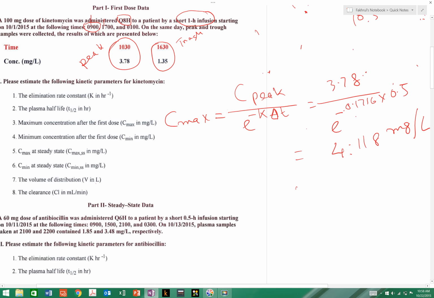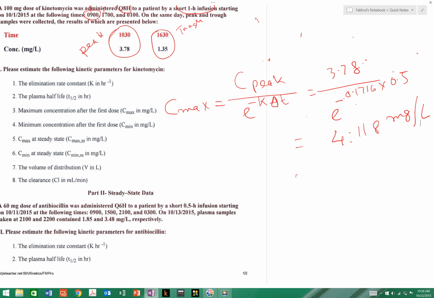Now you have to calculate Cmean. To calculate Cmean, again you draw that line.